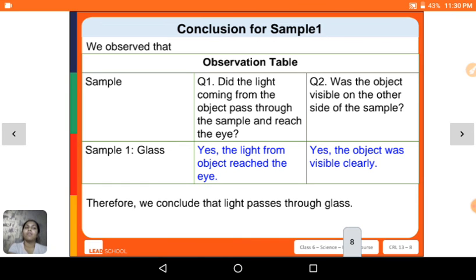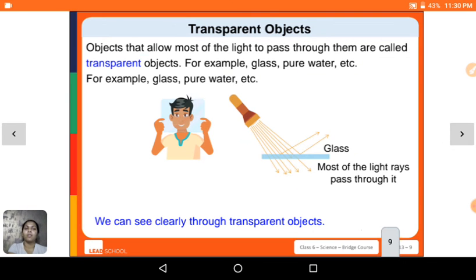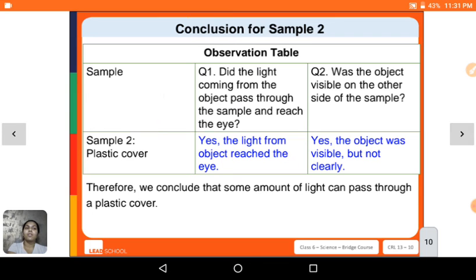Okay, now take sample number 2, which is a plastic bag or polythene bag. With the help of that, you keep the plastic bag or polythene bag in front of your eyes, and just as we did with the glass, try to do the same with the plastic bag. So what we observed: yes, we can see that the light from the object reaches our eyes.